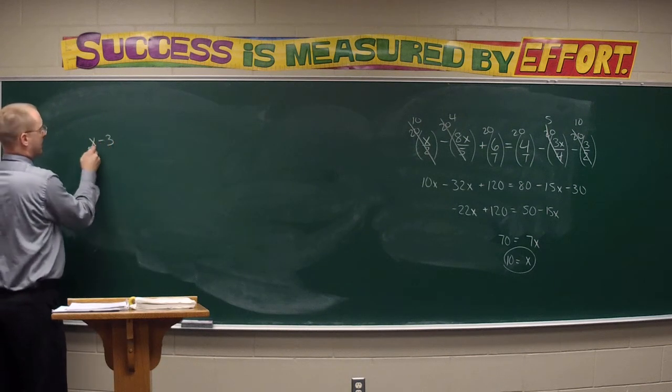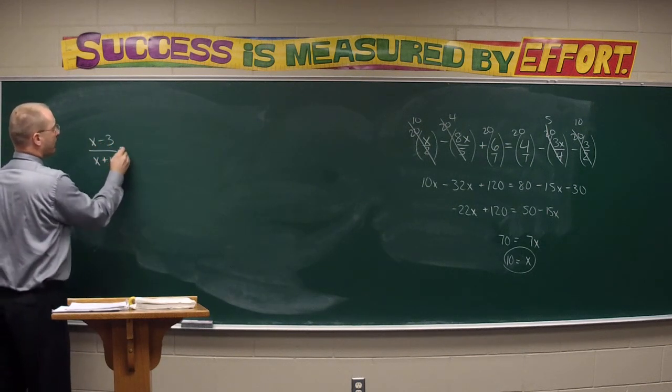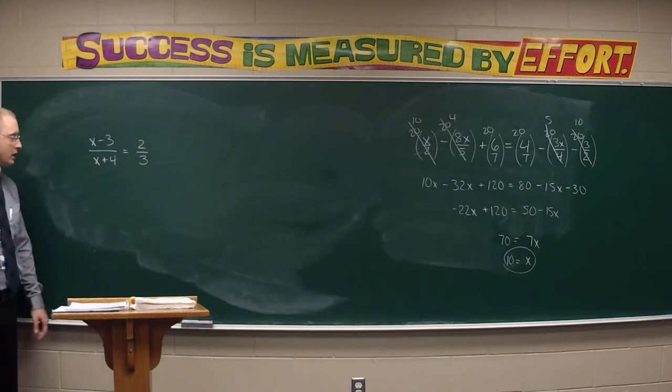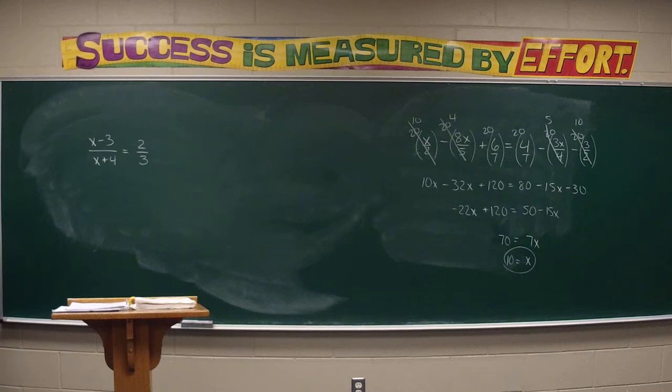X minus 3 over x plus 4 is equal to 2/3. Technically, we could multiply everything by the LCD, but there's a shortcut here when you have just a single fraction equal to a single fraction. First of all, who remembers from years gone by what we call this thing of one fraction equal to one fraction?